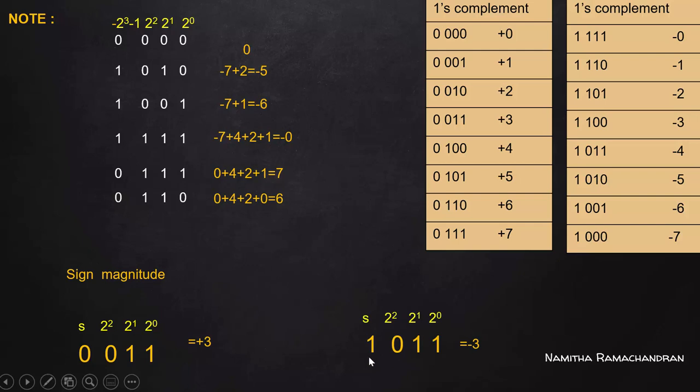Consider one more example. Here, first consider this sign bit. Here it is 1. That means the given number is a negative number. So, put a negative sign here. Then treat the remaining bits as unsigned numbers and evaluate its value. 1 into 2 to the power 0 plus 1 into 2 to the power 1 plus 0 into 2 square. Right? That is 0 plus 2 plus 1, that is 3. Magnitude is 3. But the sign is negative, because the sign bit is 1. 1 means this is a negative number in sign magnitude form.